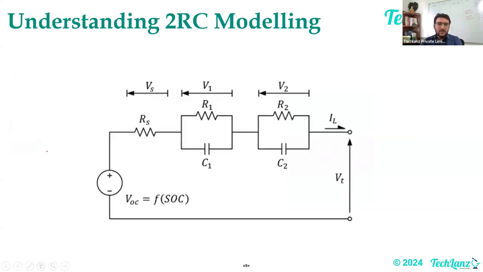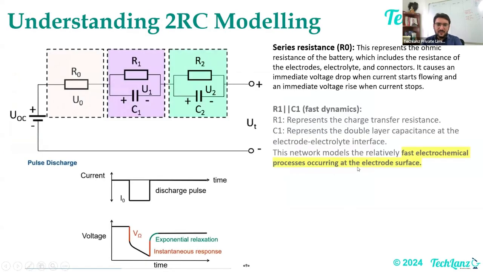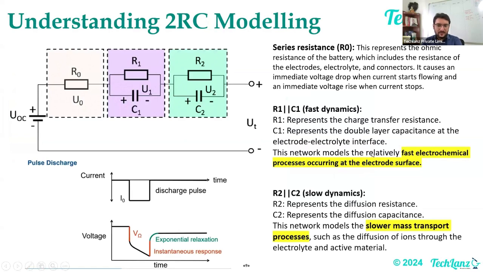So this double layer capacitance is what you're trying to model in this particular phenomenon, the faster dynamics, right? In the diffusion mechanism, the ions which are there get diffused very slowly. So that is called the diffusion capacitance. I hope this is clear to all of you.